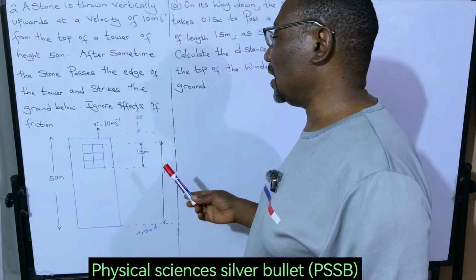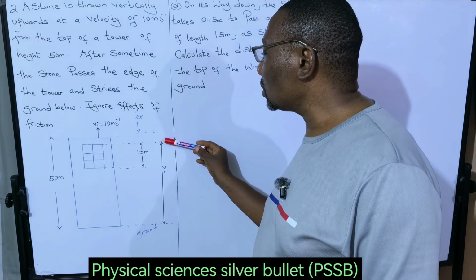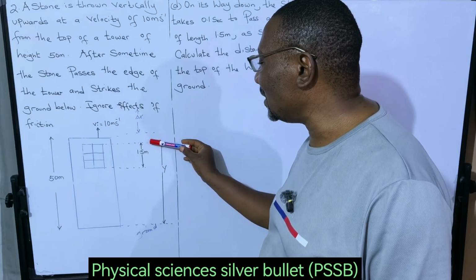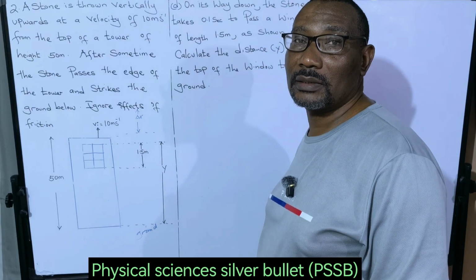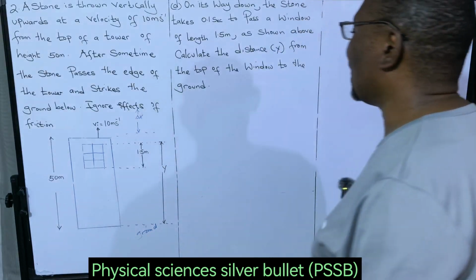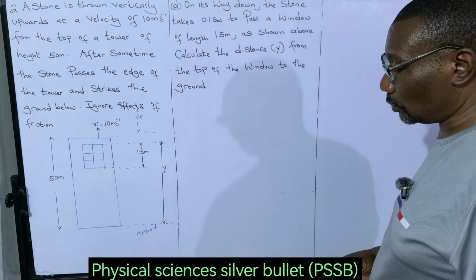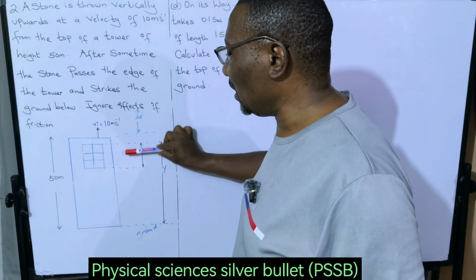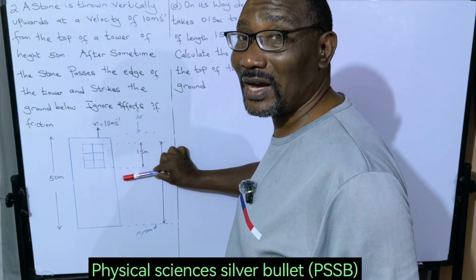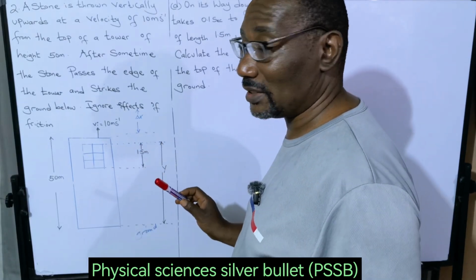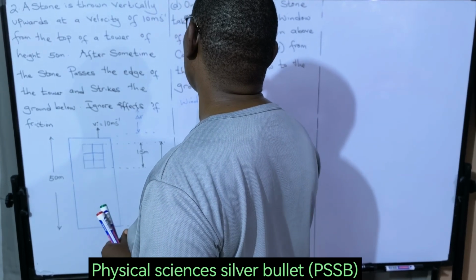But they have told us that the stone, when it was moving downwards, took 0.1 seconds to cover this length of 1.5 meters. So with that data, how do we go ahead? This is what you have to know: the information given is only for this window. So this is the part we are going to look at first. We forget about the rest. We are going to look at only the window length.